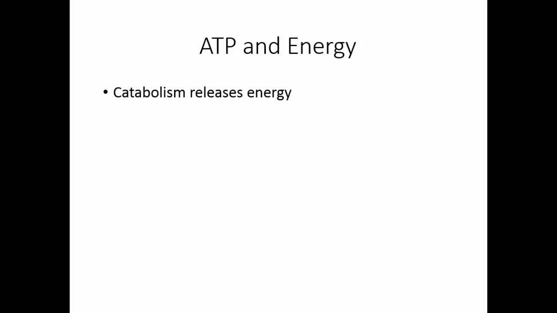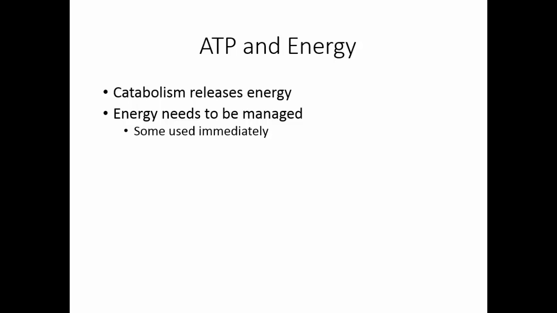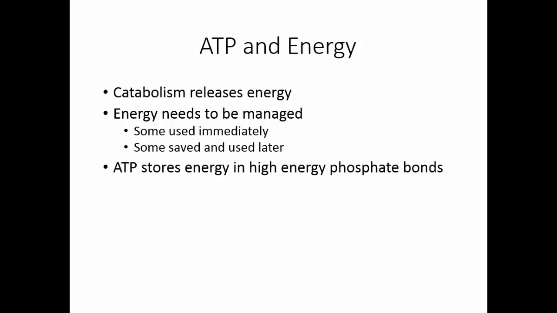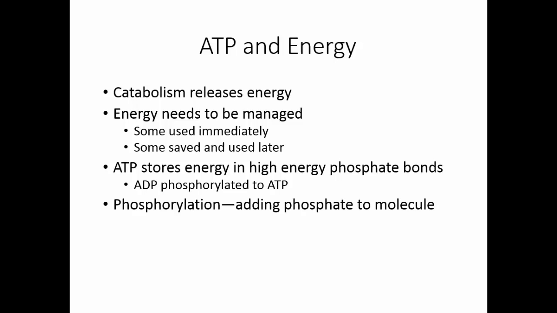Catabolism is going to release energy, and energy needs to be managed. We can release a lot of energy with one catabolic reaction. Some of that will be used immediately, but some of it needs to be saved and used later. ATP is our energy storage molecule. We can store that chemical energy from the catabolic reaction in a high energy phosphate bond. We say that ADP is phosphorylated to ATP. Phosphorylation is simply the process of adding a phosphate to a molecule. So when we add phosphate to ADP, we have phosphorylated the ADP.